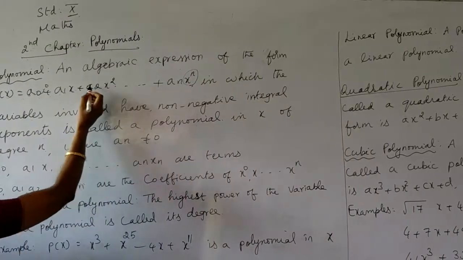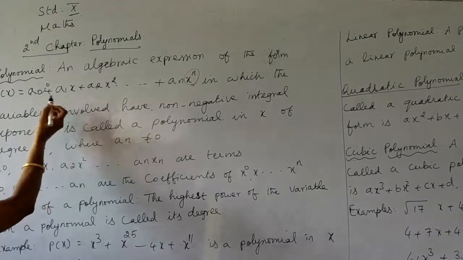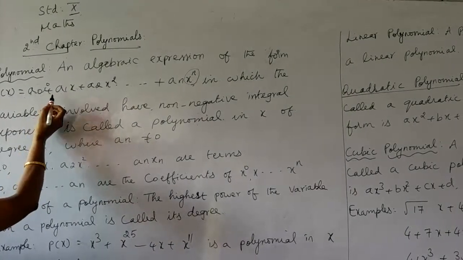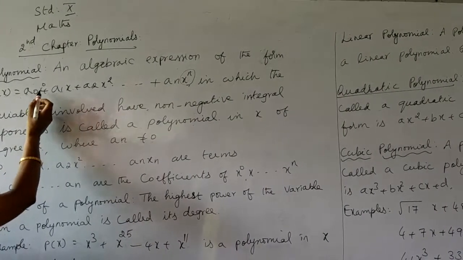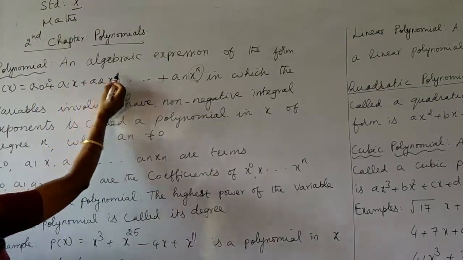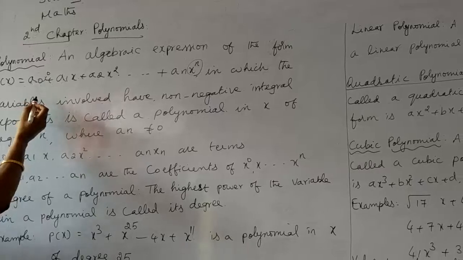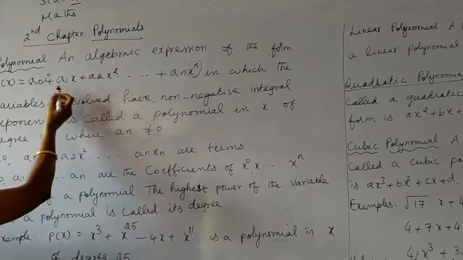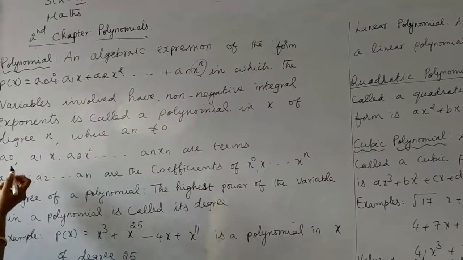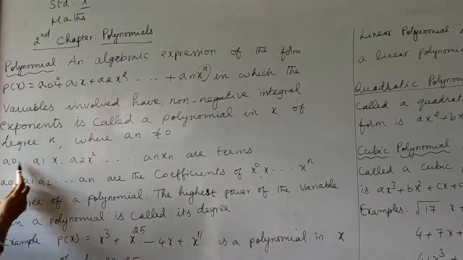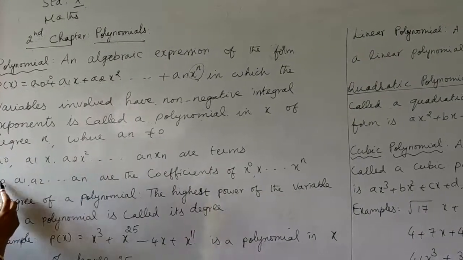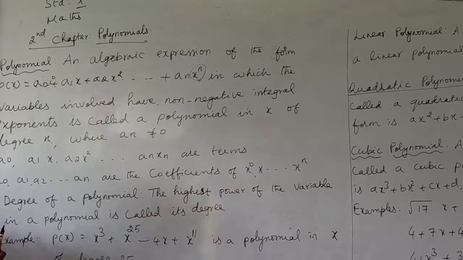These exponents should be non-negative integral values. So these numbers should be integers and they should not be negative. Then this expression is called a polynomial. So here it is mentioned which are the terms and which are the coefficients.